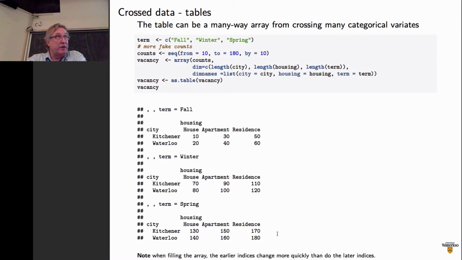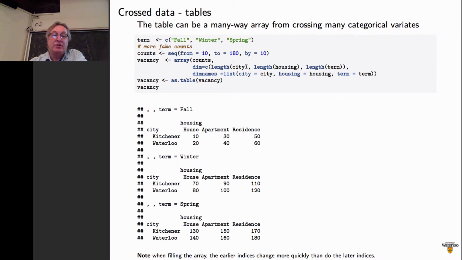That could be a multi-way table. So any number of ways, we just have to, instead of a matrix, use an array. And here my fake data is going to be, just so I can track where things get filled, 10, 20, 30, 40, 50, etc. Okay, so the counts are just going to come in that order from 10 to 180 by jumps of 10. As before, the array is going to take the data, the counts, the dimensions, so the length of the city, length of housing, length of term.